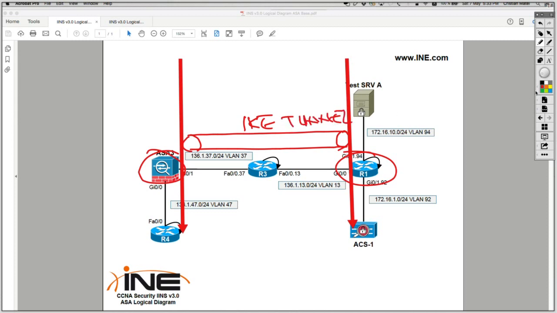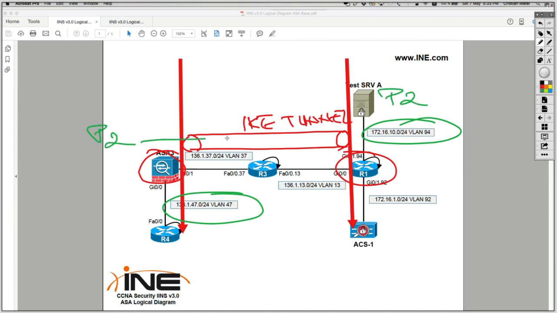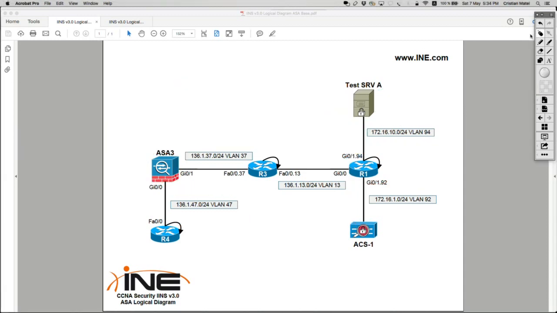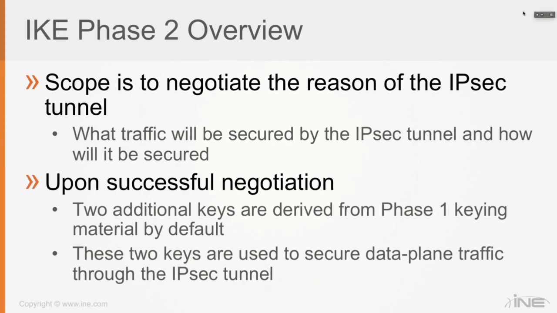And now when we go to phase 2, we're going to negotiate what we want to protect through that tunnel. Let's say we want to send traffic between this VLAN and this VLAN. So we negotiate phase 2 through this IKE tunnel, which means it's going to be a secure negotiation. And now we negotiate why we bring up the IPsec tunnel to begin with. Upon successful negotiation of phase 2, two additional keys are derived from the phase 1 keying material by default. And those two keys are going to be used to secure the actual data plane traffic sent through the IPsec tunnel.